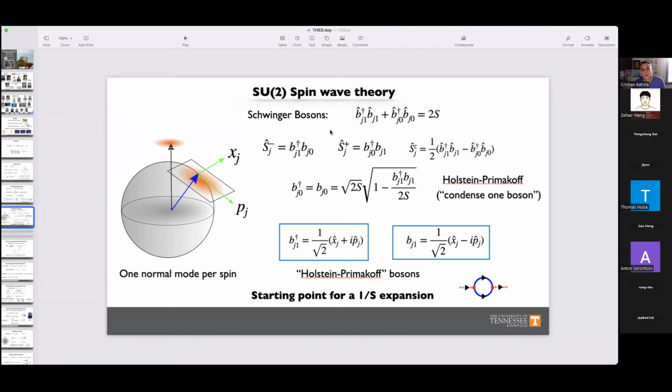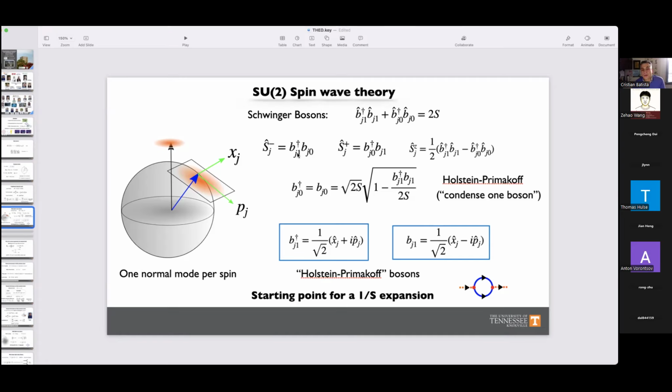Another way, which is more systematic perhaps, is to simply take the spin operators, the three spin operators, and now write them in terms of bilinears of Schwinger bosons. These are bosons that have two flavors, and the total number of bosons is 2s. So basically, the total number of bosons is fixed, and depending on the representation, on the value of s, the constraint is that you have different numbers of bosons. So if we fix the number of bosons, we fix the representation of SU(2), and we can write the spin operators in this way. The moment we do this, we are bosonizing our theory.